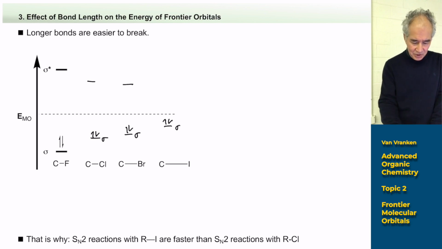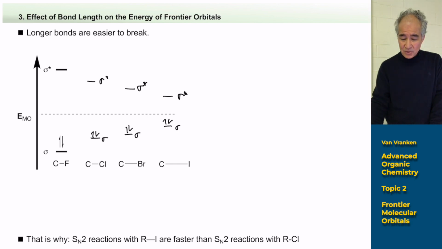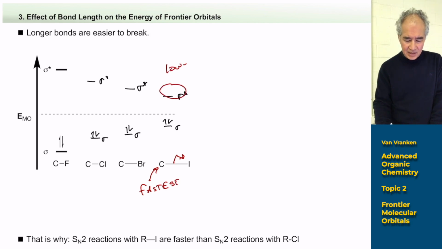I'm not sure I did a good job drawing that. Let me draw this a little lower. There's this pinching effect. So these new sigma star orbitals should be lower in energy. This is why it is easier to do SN2. So it's faster to do displacement here. That's fastest because sigma star is lowest in energy.